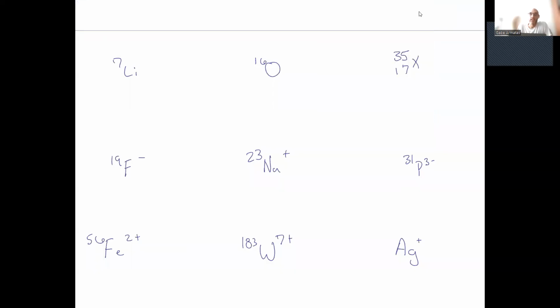Okay, so here are all the examples. You can go ahead and pause it. How many protons, neutrons, electrons, and what element are we talking about? There's a couple of tricky ones in here, and you have to recognize them, so I'm just going to do one example out of all of these. Let's take a look at fluorine.